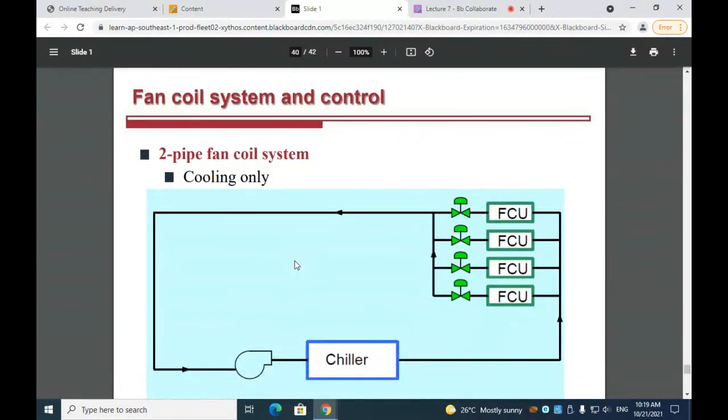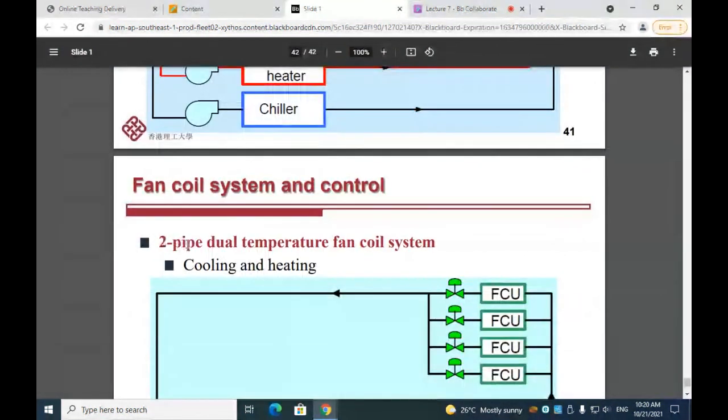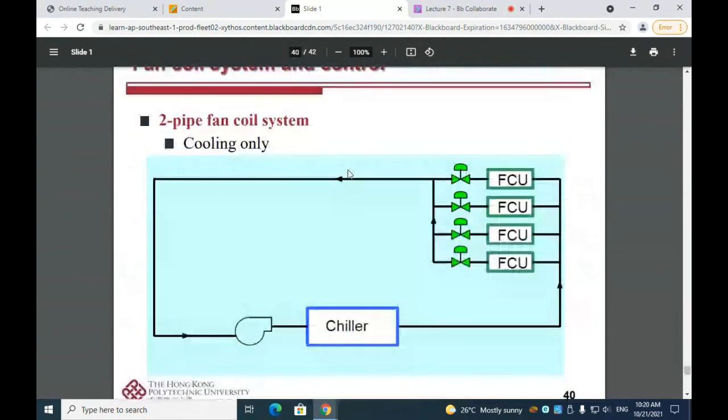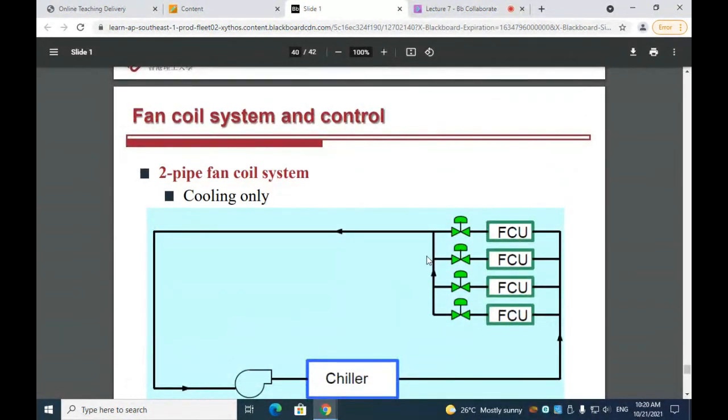So for the chilled water system for the fan coil unit, it can be categorized into 2-pipe system, 4-pipe system, and 2-pipe dual temperature fan coil system, related to how the chilled water pipes are arranged. So this slide shows the basic arrangement of the chilled water system. And it's for cooling only.